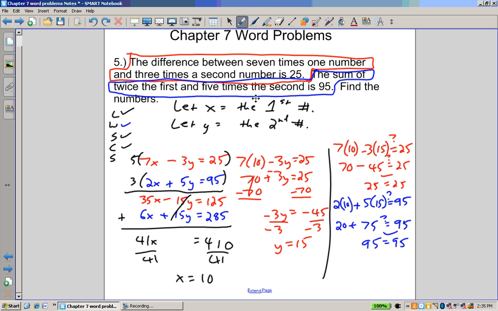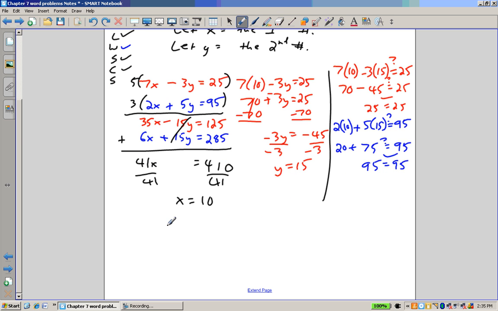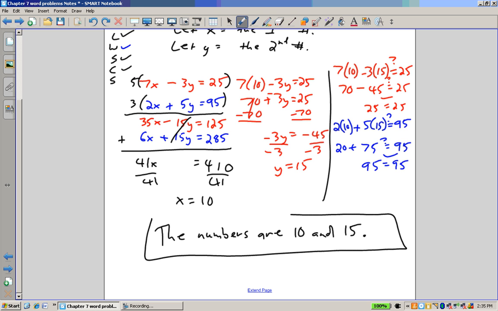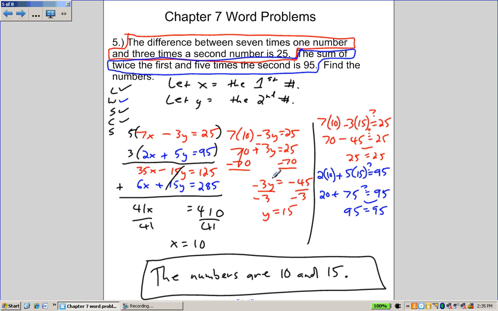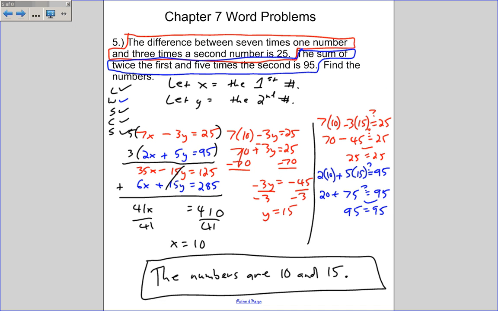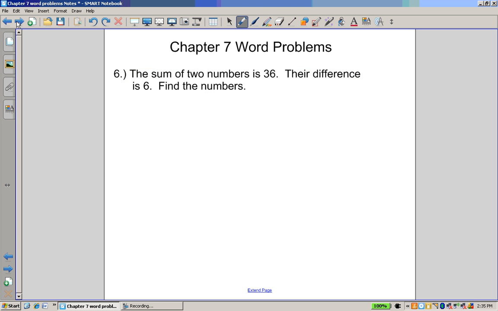Find the numbers, plural. Okay, well, the numbers are 10 and 15. Alrighty. So there we have it. Let, write, solve, check, sentence. Okay, a few more. And we're ready to go.